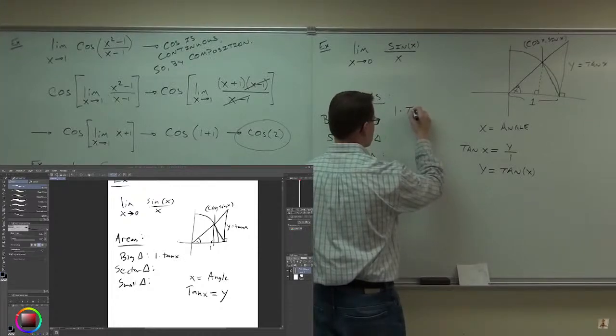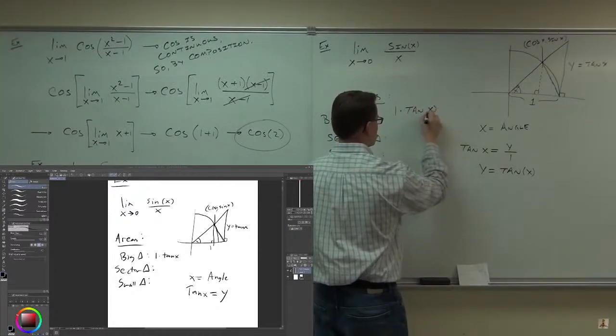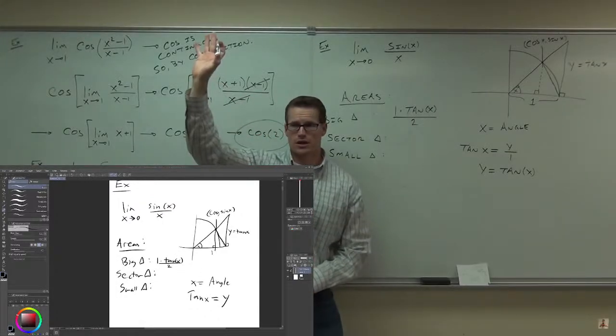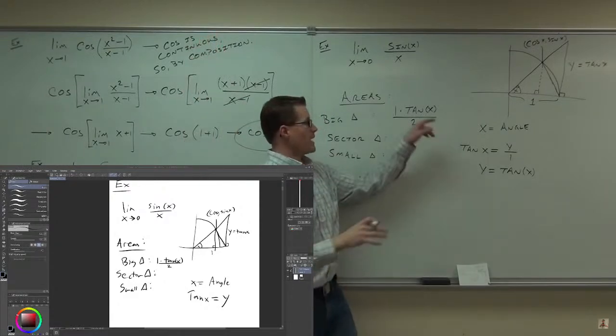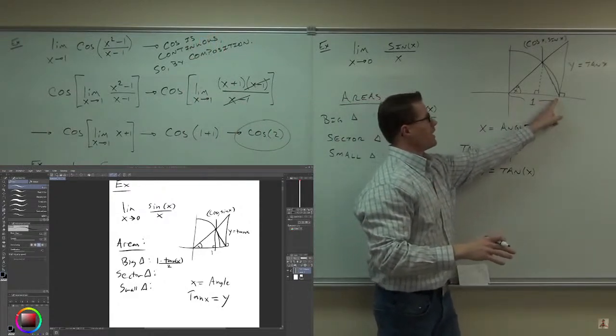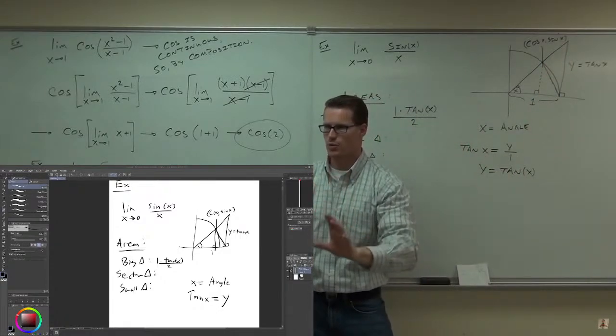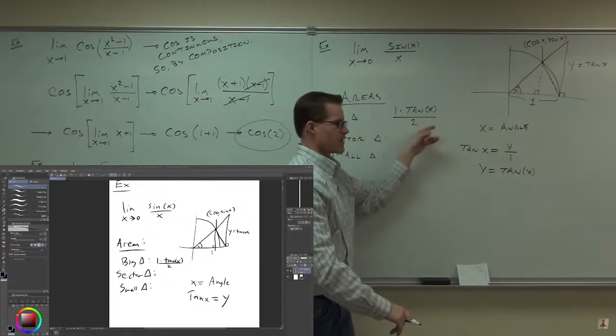So tan x over 2. To find the area of the triangle, I divide by 2. Are you okay with the area of the large triangle? Base times height over 2: we have base 1, and the height is y, but y equals tan x. I'm going to use tan x because I want everything in the same variable, all in x's. And then divided by 2.